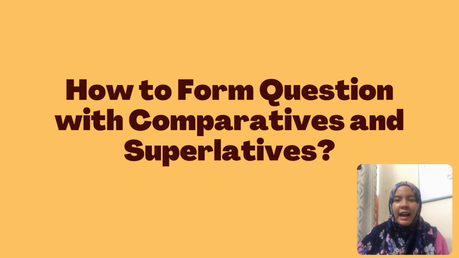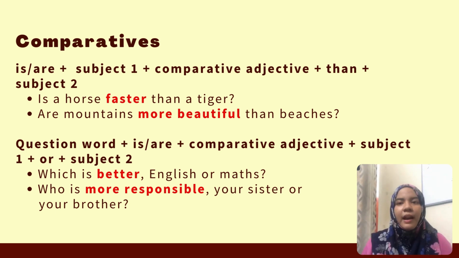Next, let's see how we can form question using comparatives and superlatives. For comparative, there are two ways to form question. The first one is is or are plus the first subject plus the comparative adjective plus than plus the second subject. Let's see the example. So the first one is, is a horse faster than a tiger? And the next example is, are mountains more beautiful than beaches?